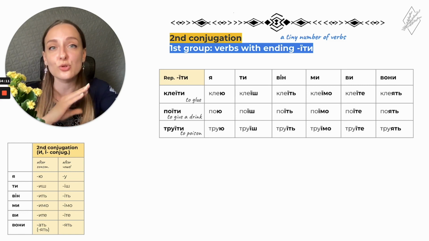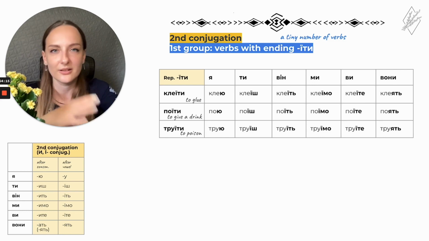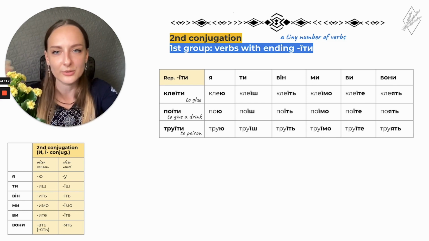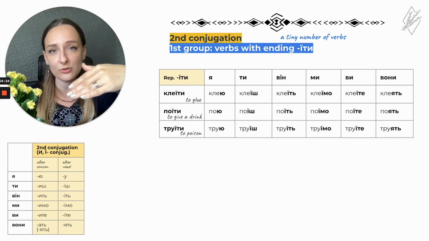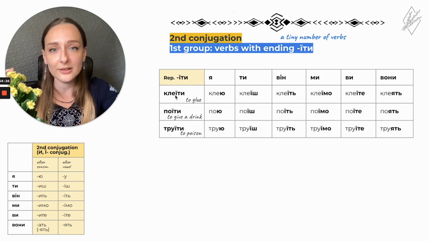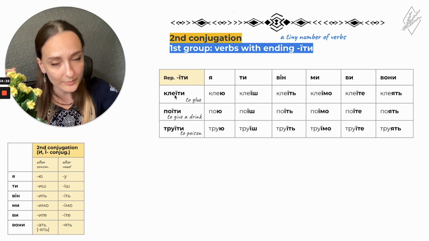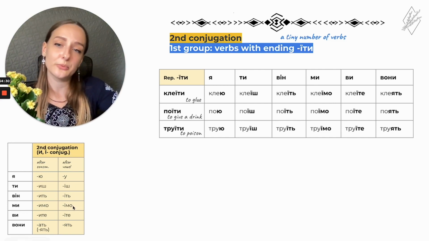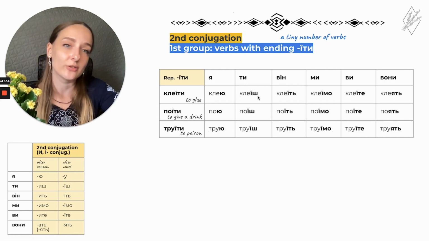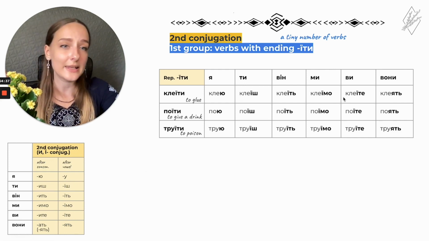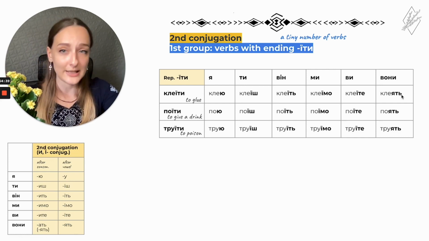I just give you to show the concept, but it's really a tiny group, you cannot even memorize it. What you need to do here, you need to drop the ending їти and act according to the rules. Клеїти, we have a vowel. So if it's a vowel, we use this group of endings. Я клею, ти клеїш, він клеїть, ми клеїмо, ви клеїте, вони клеять.